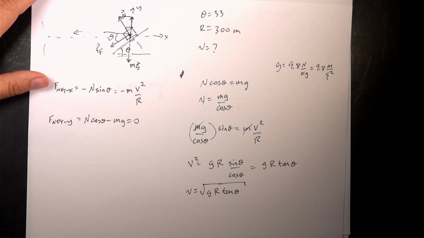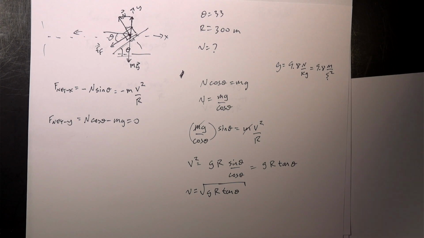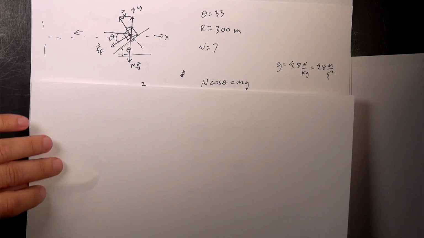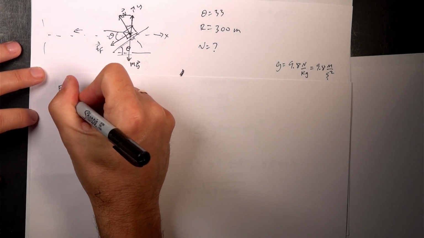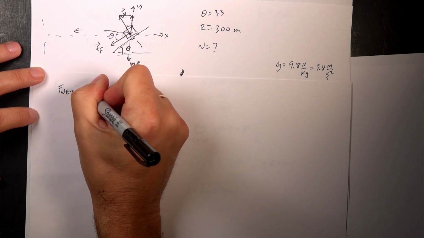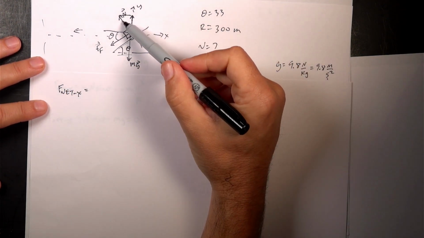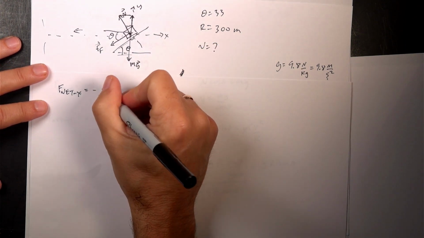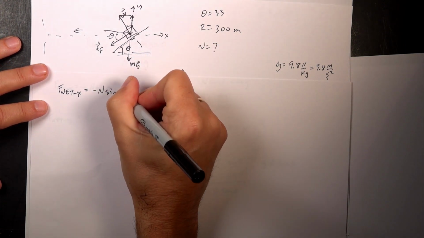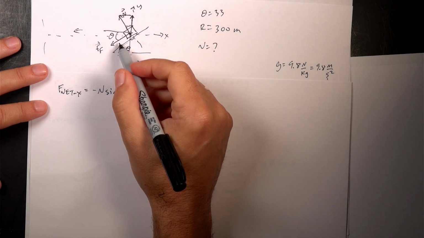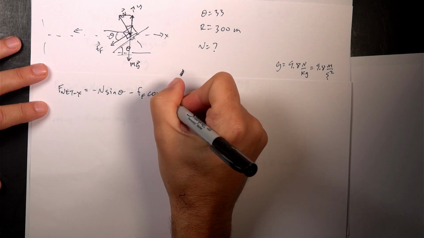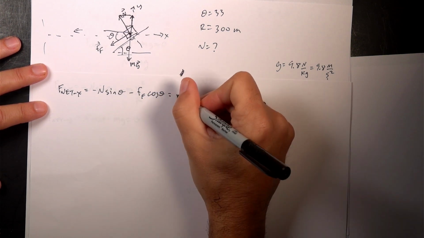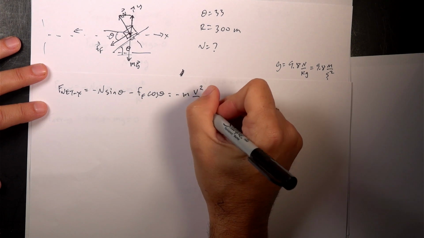So let's go ahead and write my new x and y force equations. I'm going to put this right here. F net x equals what's acting in the x direction? Well, I have a component of the normal force, minus N sine theta, and then I have a component of the frictional force, which is going to be minus F_f cosine theta. And that's going to be equal to negative m v squared over r.